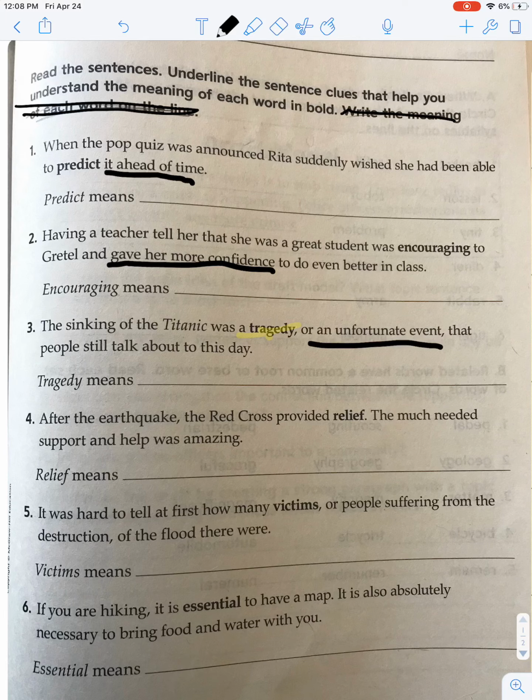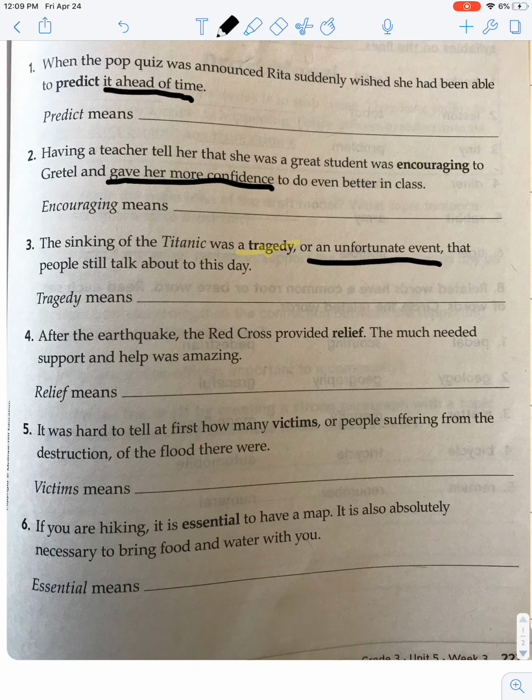A tragedy is an unfortunate event or something bad that happens. So the Titanic was something bad that happened. An unfortunate event. Number 4. After the earthquake, the Red Cross provided relief. The much-needed support and help was amazing.